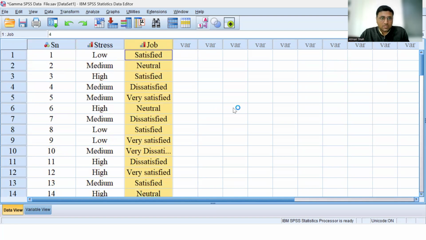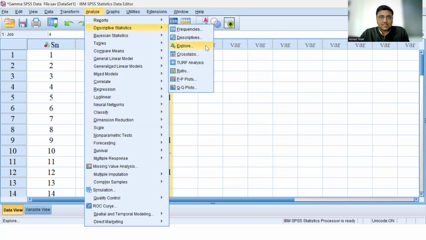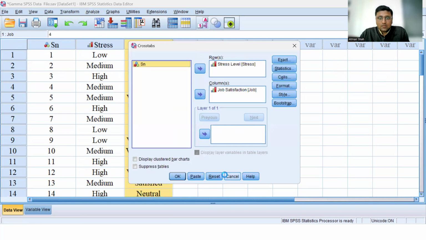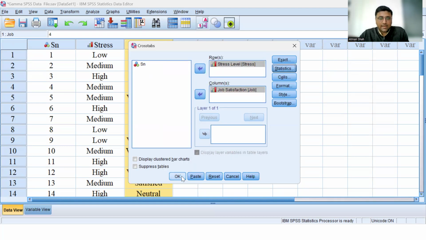Now let's understand the process. First, you go to Analyze, Descriptive Statistics, and Crosstabs. Here we have this dialog box. So you move stress level to the row box and job satisfaction to the column box. Go to Statistics. And in Statistics, here we have the option of gamma in the ordinal box. So select gamma, continue, and click OK.